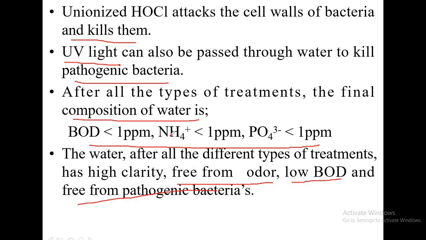Whereas primary and tertiary treatment, it's not that they are not important. I have said this only as far as the examination point is concerned.